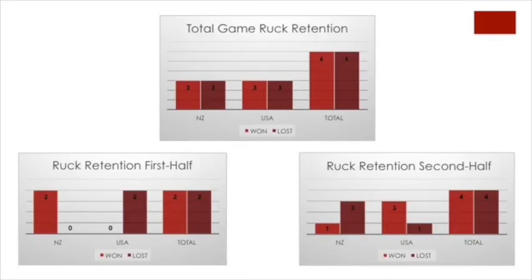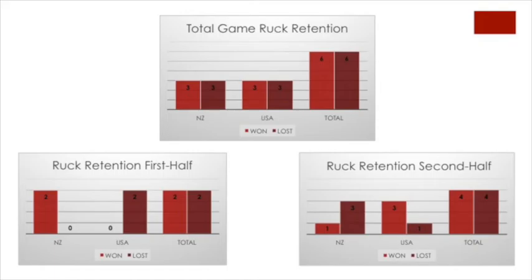Ruck retention. Through the total game, there was a total of 12 rucks. Both USA and New Zealand won 3 of their own rucks and lost 3 of their own rucks. Within the first half, New Zealand showed a very dominant performance in the breakdown, winning both of their offensive rucks as well as creating opportunities in defence by stealing the ball in both of USA's breakdowns.